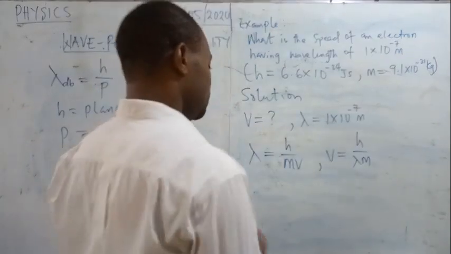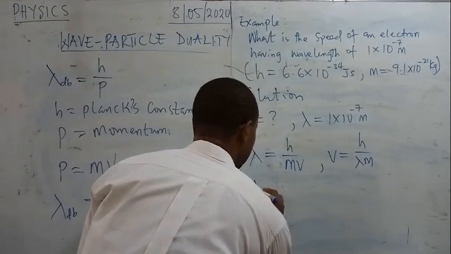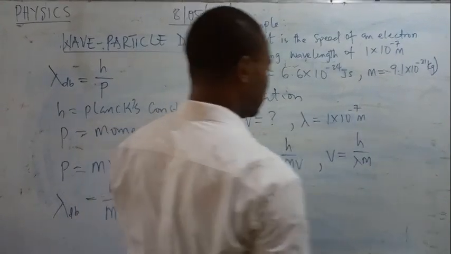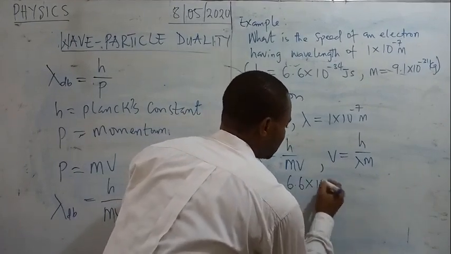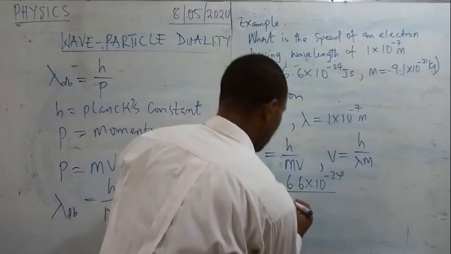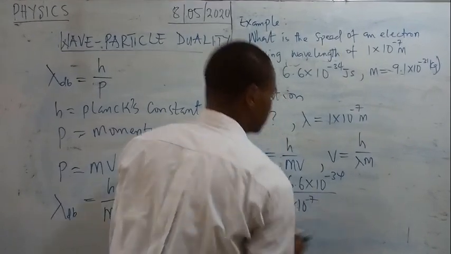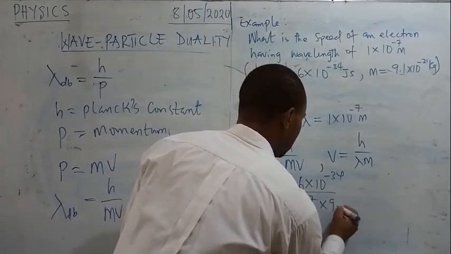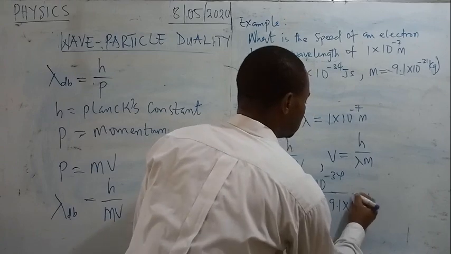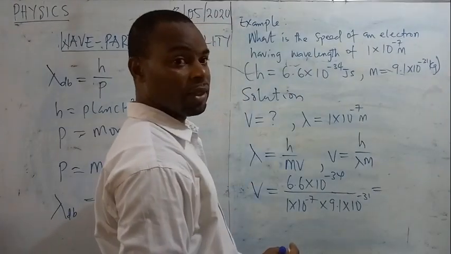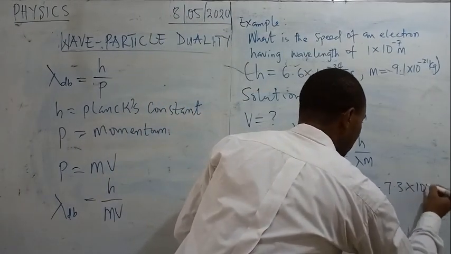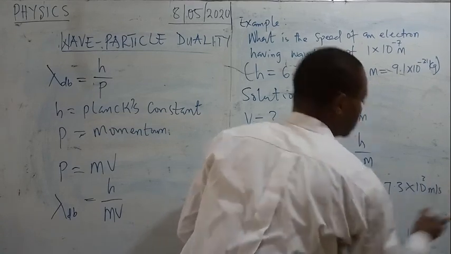Now let's substitute. If we substitute, we will now be having that the velocity or the speed of the electron is equal to 6.6 times 10 raised to the power minus 34 all over the wavelength, which is 1 times 10 raised to the power minus 7, multiplied by the mass of the electron, which is 9.1 times 10 raised to the power minus 31. If we calculate this, we will have the final answer to this question, which is 7.3 times 10 raised to the power 3 meters per second.